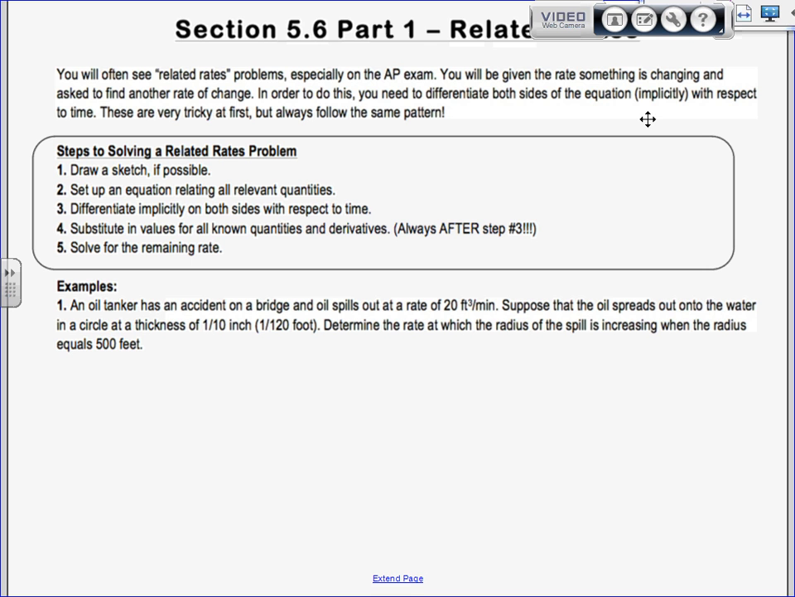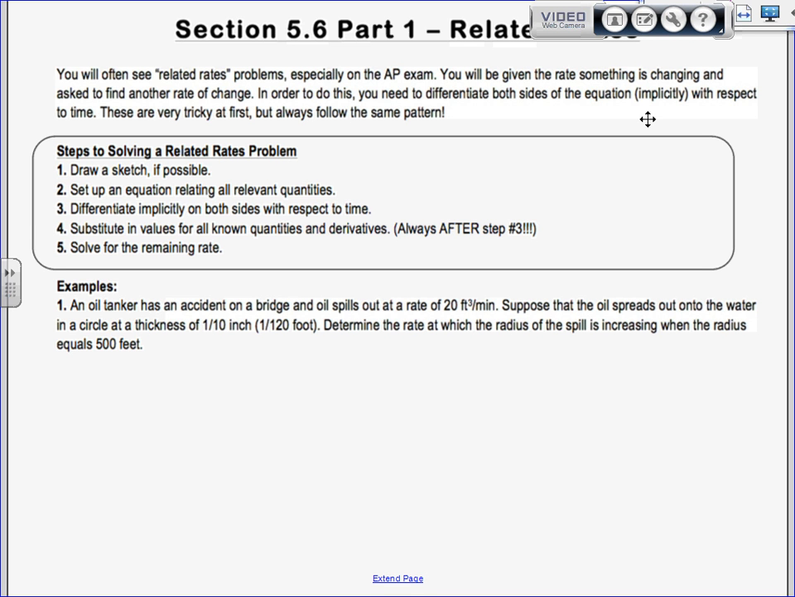But you're going to set up an equation like A equals pi r squared or volume equals length times width times height or something like that. So you're going to set up an equation. It does not have to be one variable like optimization. It can be multiple variables. Okay, so it says draw a sketch, set up an equation relating all relevant quantities, and use variables that make sense, like A is area, length is L.